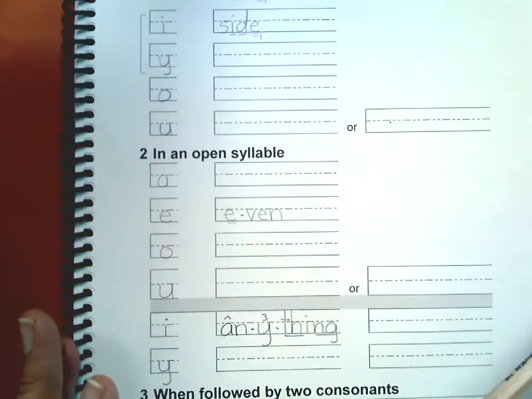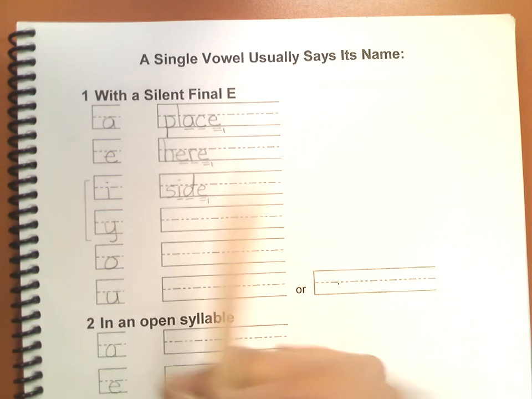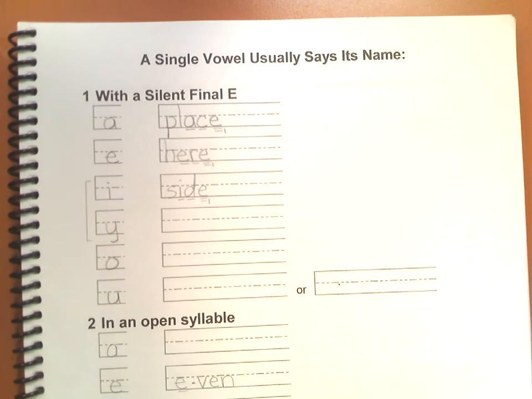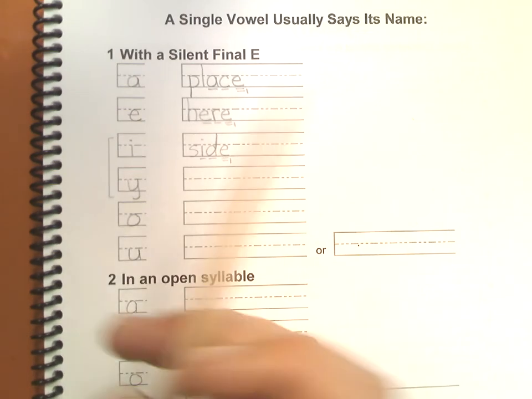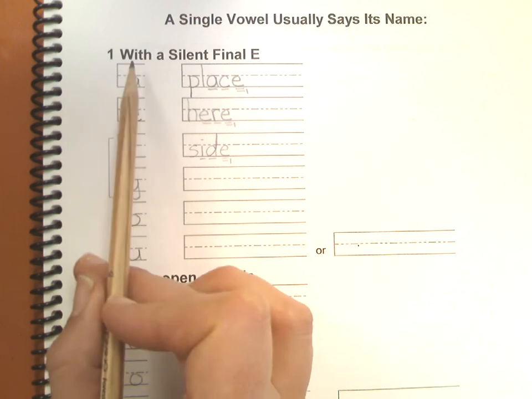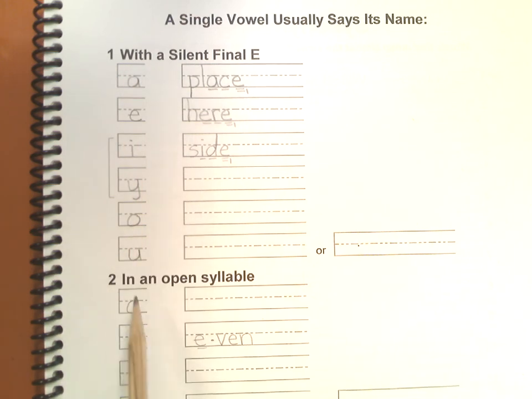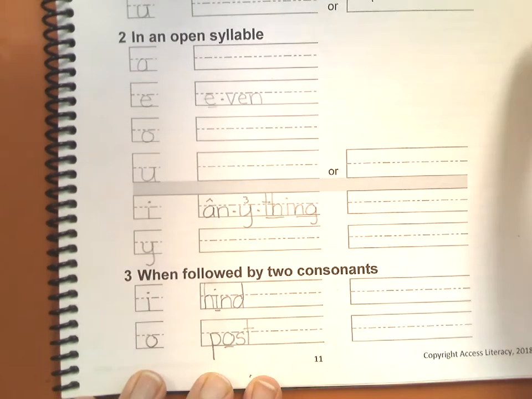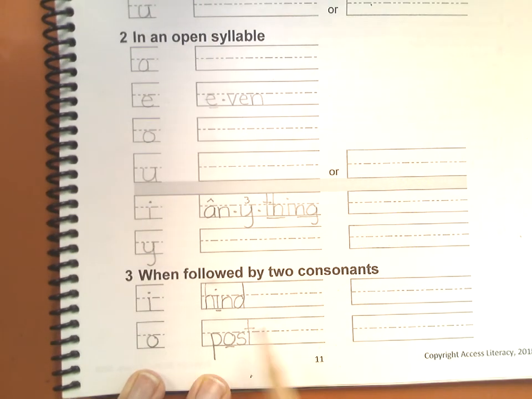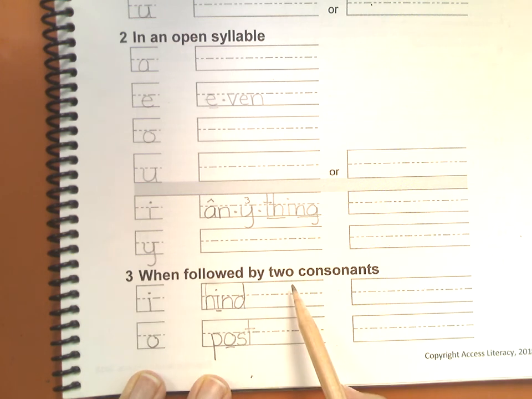For our next word, video, let's go to page 11. Page 11, this is a single vowel, usually says its name, and the 3 ways our vowels can say their name. What's number 1? Good, with a silent final E. Number 2? Good, in an open syllable. And number 3 is, remember this one's just for I and O. So I and O may say I and O when followed by 2 consonants.